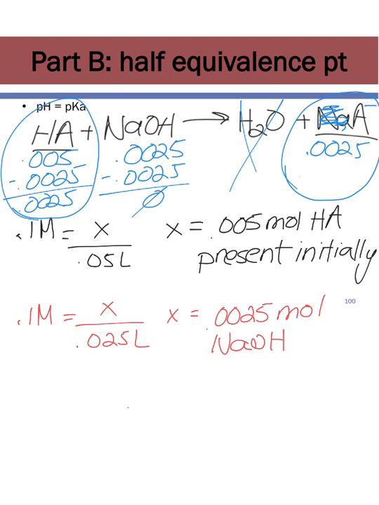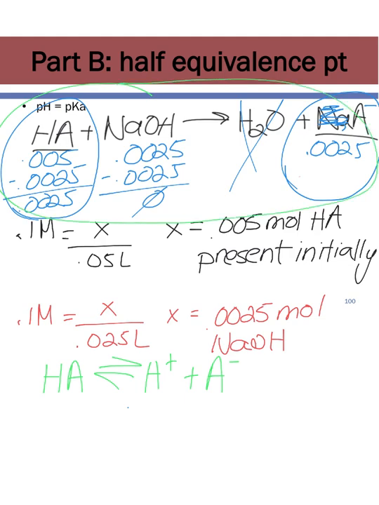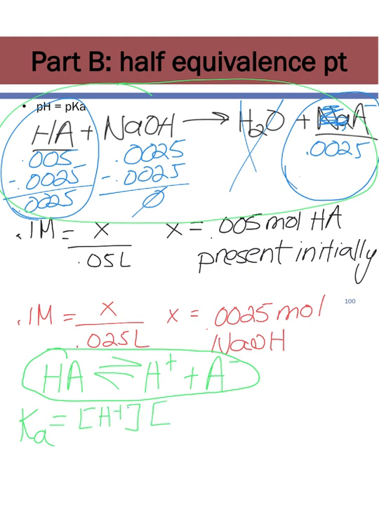Because if we think about our acid equation, HA dissociates into H plus and A-. And this is where people start to get confused because we have two equations happening. So this is our neutralization, but we are definitely still in the acidic range. So therefore we have to also deal with the acid equilibrium. So then we're going to be doing a Ka calculation. So Ka is equal to the concentration of H plus times the concentration of A- over the concentration of HA.